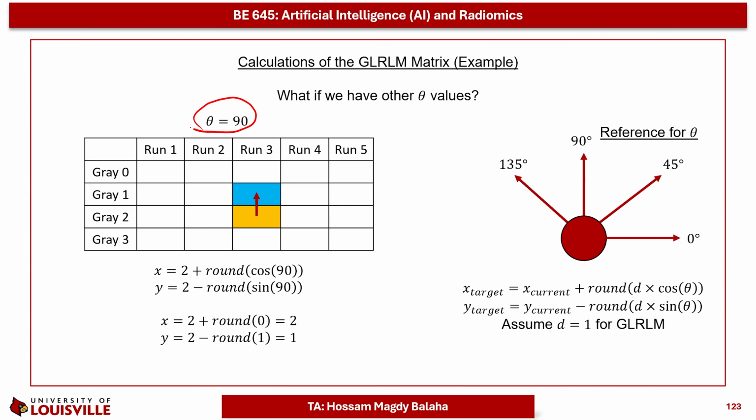And this would be for 90. 2 plus cosine 90, which is 0. 2 plus 0 is 2 if you are here. And 2 minus sine 90, which is 1. 2 minus 1 is 1. So the location of the next will be 2 and 1, which is here.